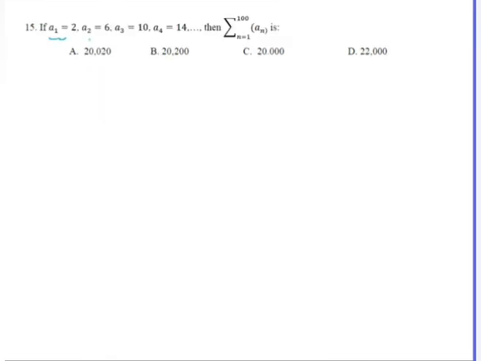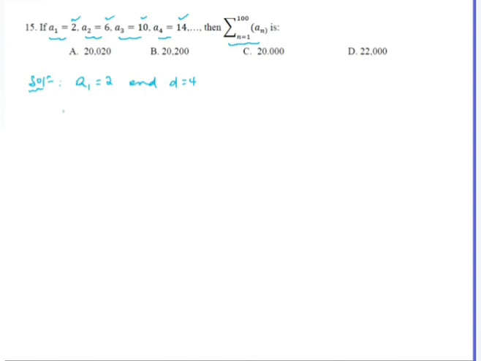If A1 is 2, A2 is 6, A3 is 10, and so on, then the sum of the first 100 terms is how much? So in this question, we have a sequence. The first term is 2, the second is 6, the third is 10, the fourth is 14. We can see that there is a constant gap between the consecutive terms. The first term is 2, therefore the common difference is 4. The difference between the consecutive terms is 4.